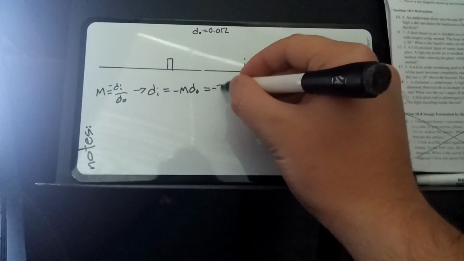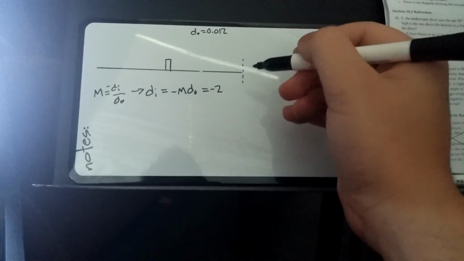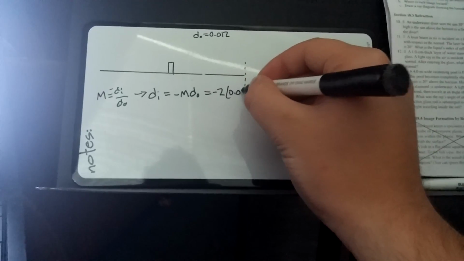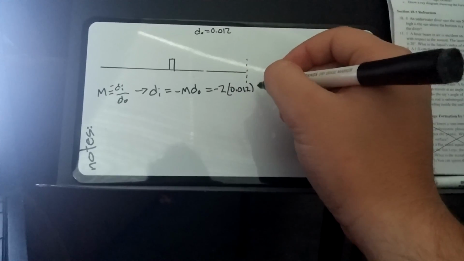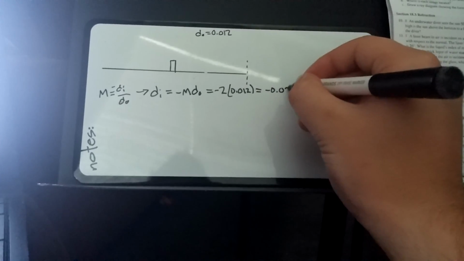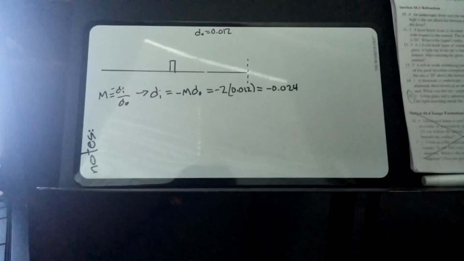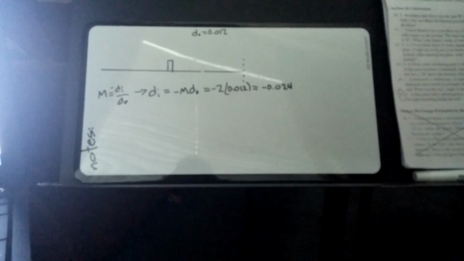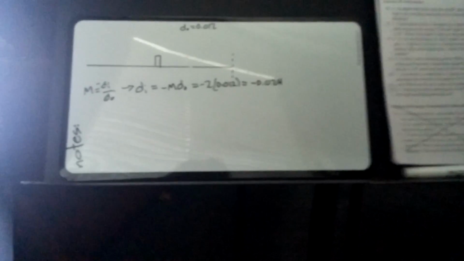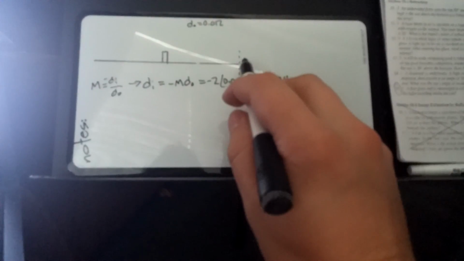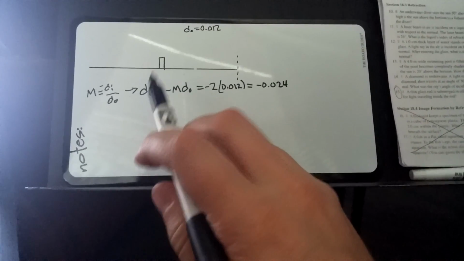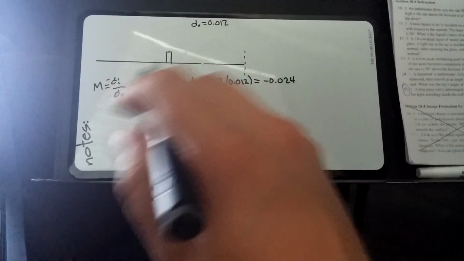Magnification is 2, with a negative in front of it from the equation. Object distance is 1.2 centimeters. We plug that in, we get -0.024 meters, or 2.4 centimeters. That's our image distance. Now, we know that the image is going to be 2.4 centimeters over here. How will that work with the mirror?